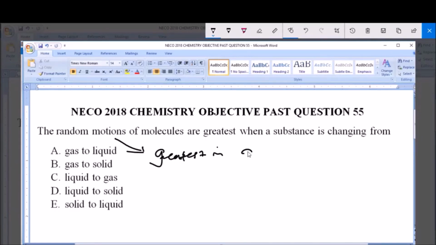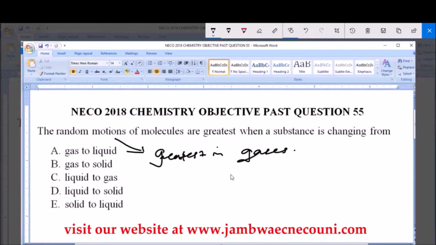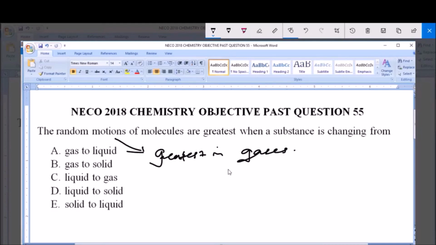in gases. This is because the particles of gases are free. They are not as tightly bound as those of solid, and likewise as those of liquid. So the molecules of gases are free, and they are able to move randomly in a given container. Likewise, the random motion of liquid is also greater than that of solid, because the particles of liquid are free compared to those of a solid.